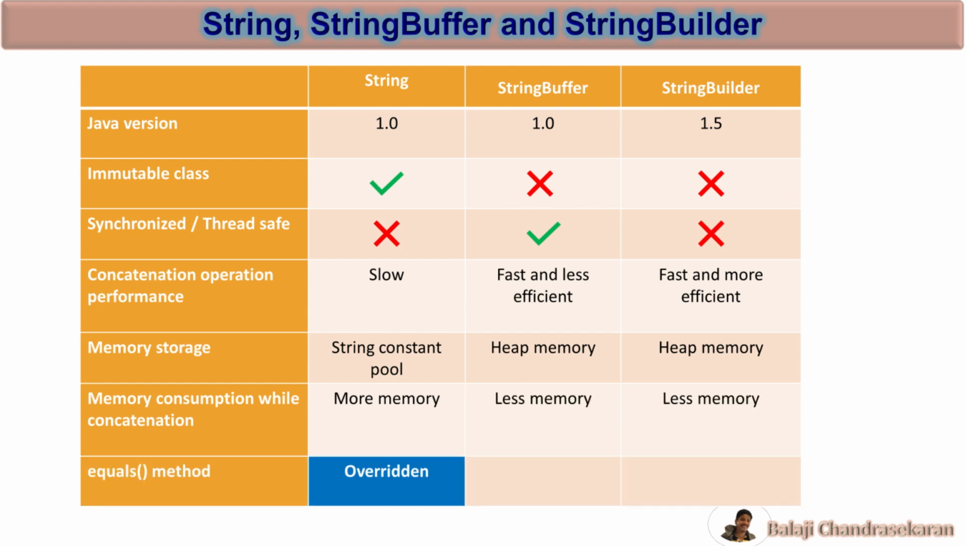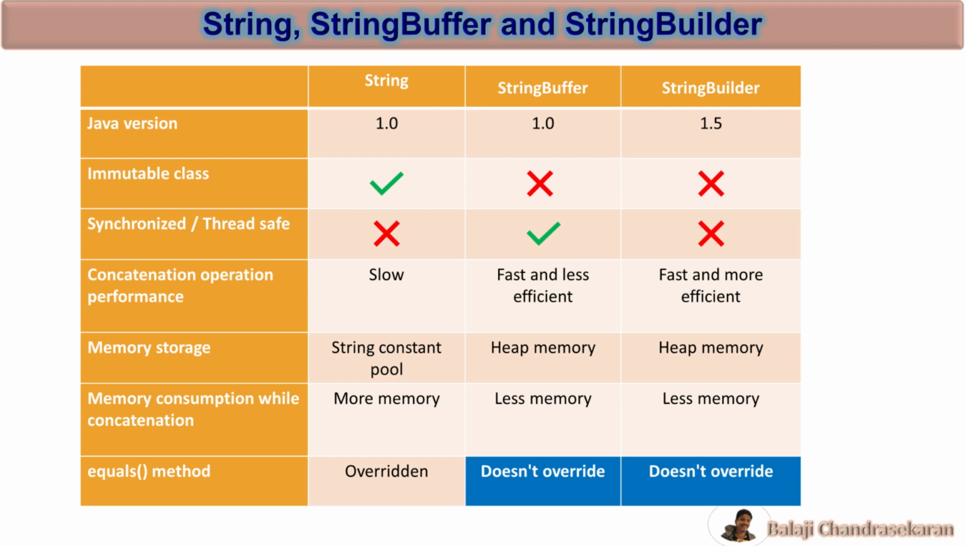The String class overrides the equals method of the Object class. So you can compare the contents of two strings by the equals method. The StringBuffer and StringBuilder classes don't override the equals method of the Object class. Both classes use the default Object class implementation of the equals method, meaning the comparison will check based on the object references, since each and every new object instance is different.